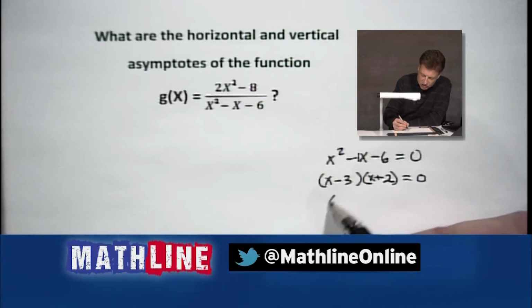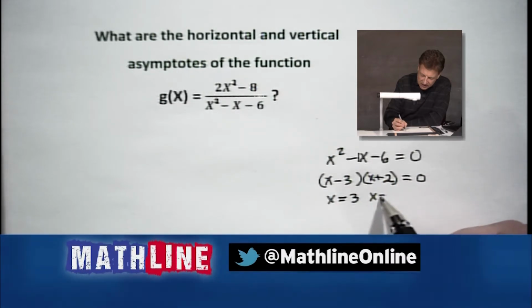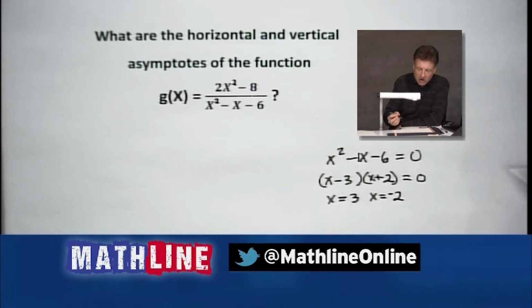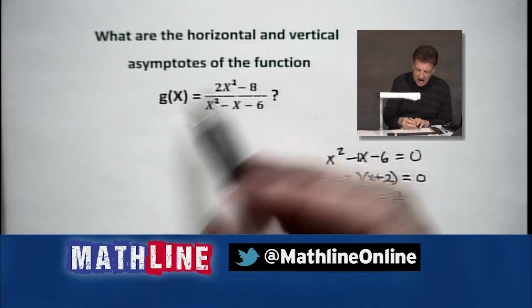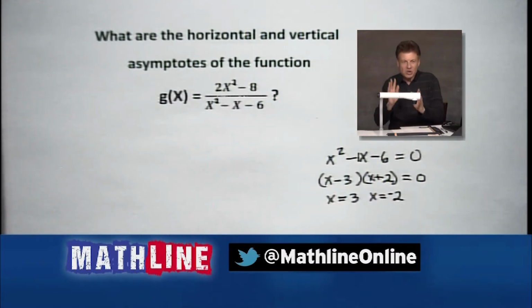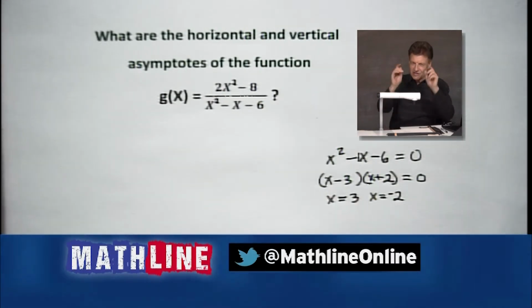And our solutions, remember how we did a minute ago? X equals 3, x equals negative 2 will give us 0. Remember, this is bad news bears. These are our possible vertical asymptotes. You say, Ernie, what do you mean possible vertical asymptotes? Hang on to that thought, all right? But right now, they're in the running.